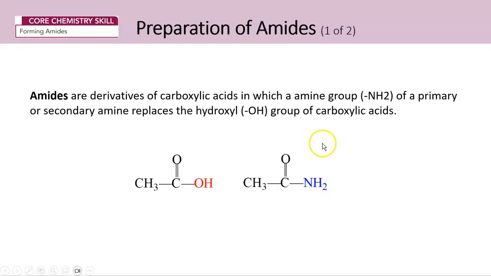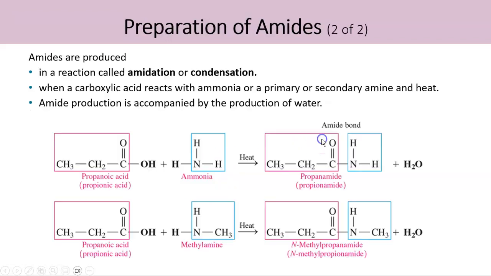First, we'll see what an amide is. These amides are actually derived from carboxylic acids. So we just have to replace the hydroxyl group with an amine group to make an amide. We'll see how this reaction happens.